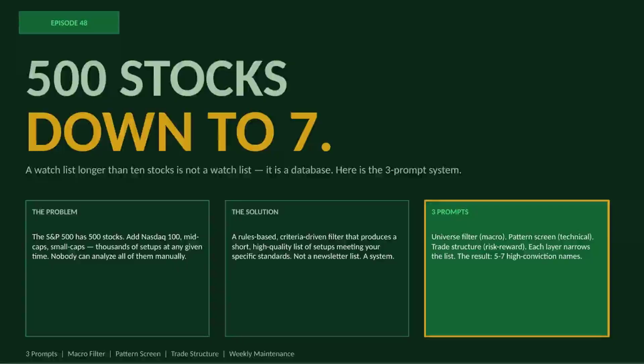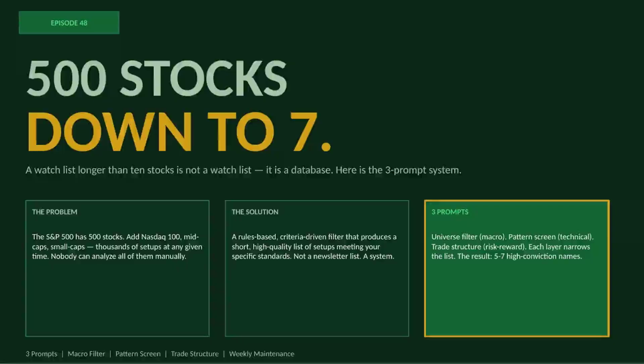The traders who succeed have a system, a defined set of criteria that automatically narrows the universe to a manageable list of high probability candidates. That system is a technical watch list process, not a list of stocks you read about in a newsletter, not stocks your colleague mentioned in a meeting. A rules-based, criteria-driven filter that produces a short, high-quality list of setups that meet your specific standards.